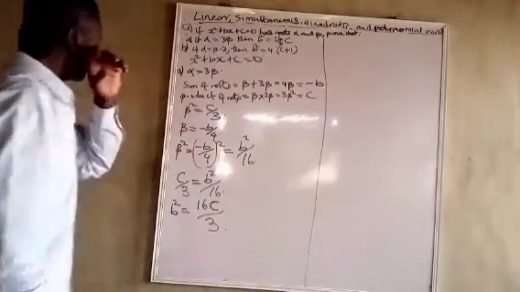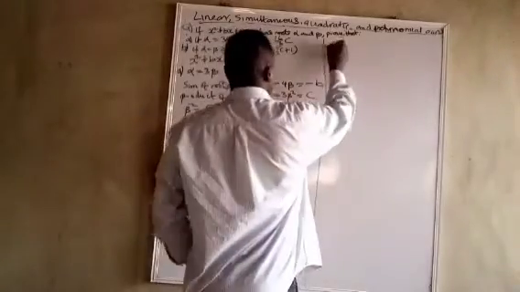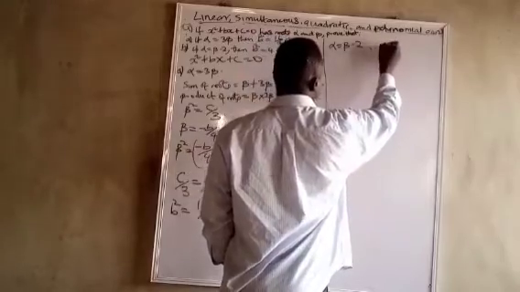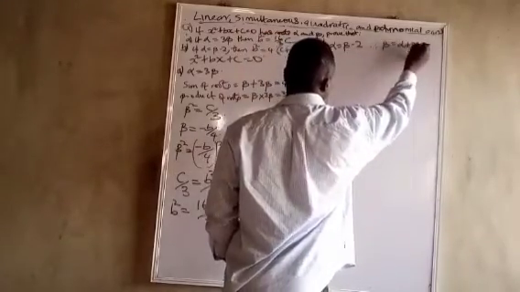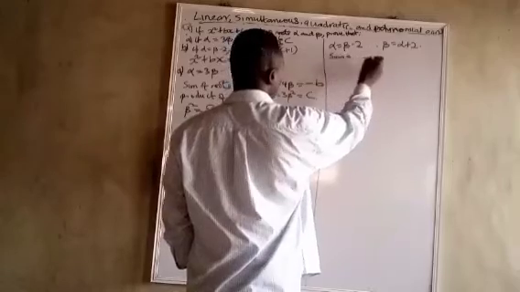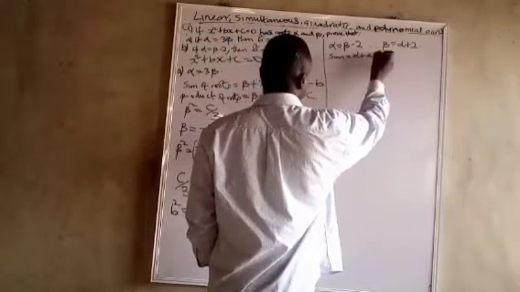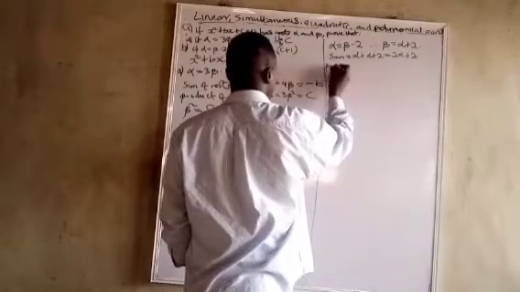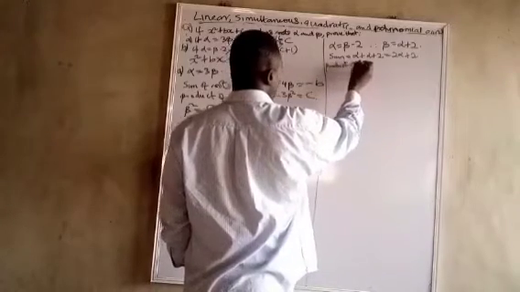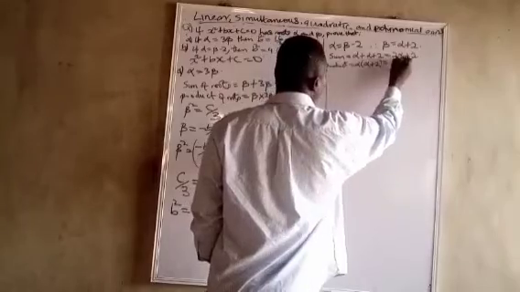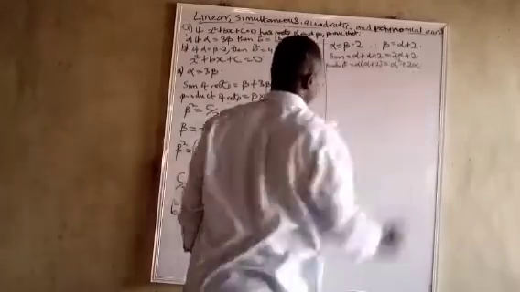Now for the second one, we have alpha equals beta minus 2. Therefore, we can say beta is equal to alpha plus 2. So the sum will be equal to alpha plus alpha plus 2, which is 2 alpha plus 2. The product of roots will be equal to alpha into alpha plus 2, which is alpha squared plus 2 alpha.